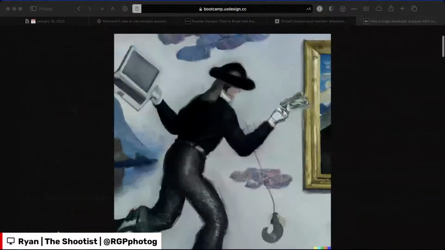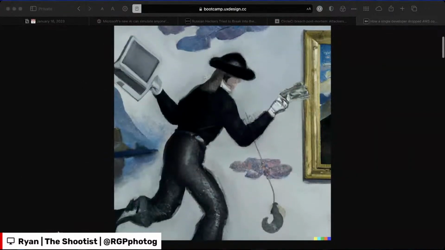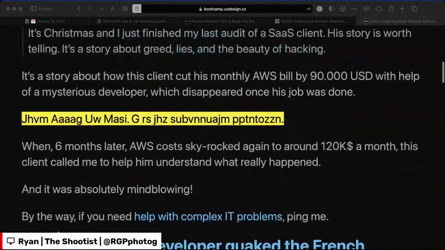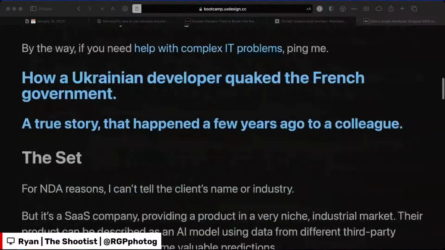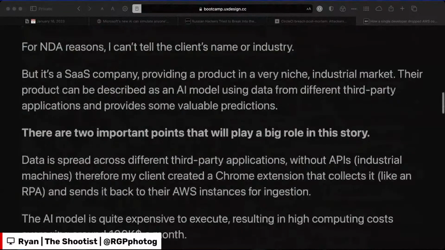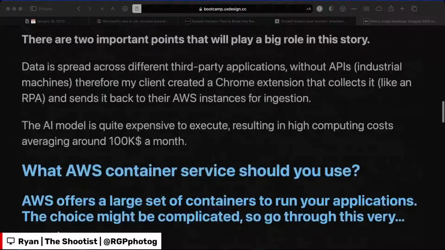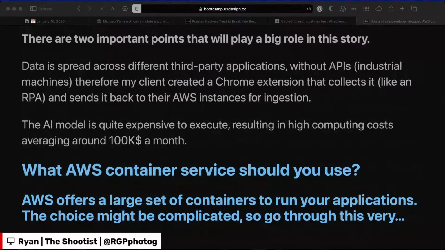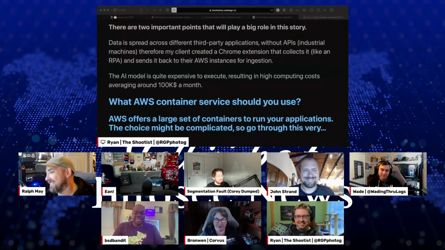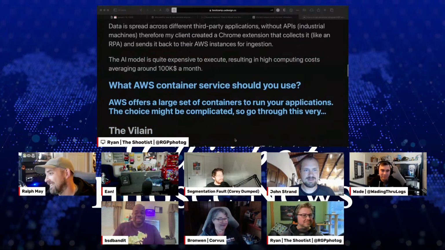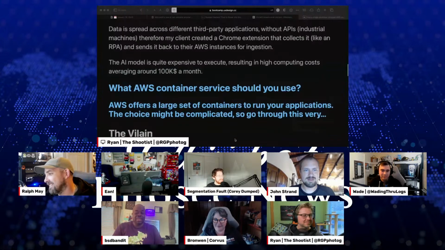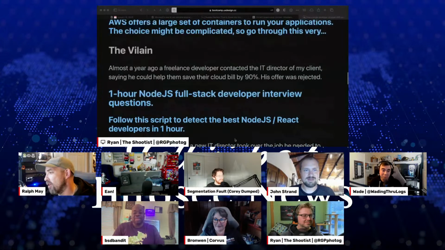So the story, and I'm just kind of shooting from the hip here: a freelance developer contacted the company and, opening up his trench coat, said, "I can save your cloud bill. I got a Google Chrome extension for you. I can cut 90% off your AWS bill." That was the pitch. Obviously it sounds too good to be true. And here's the ultimatum: I will take a single $50,000 paycheck if I succeed, or zero if I don't. So this is how you know this is a scam.